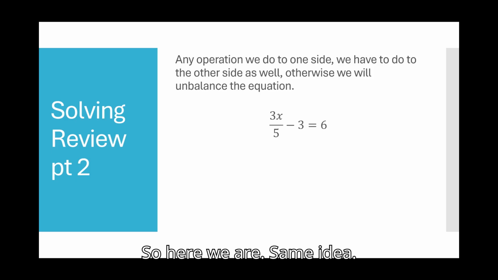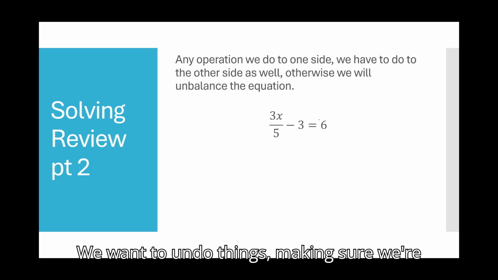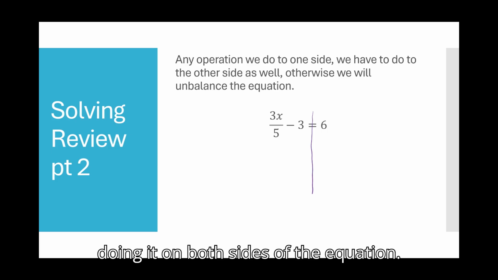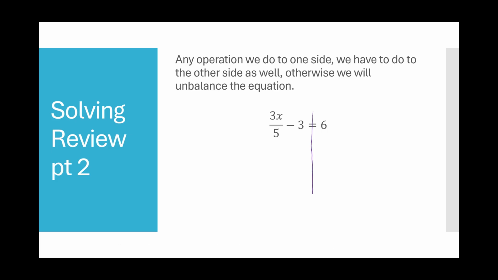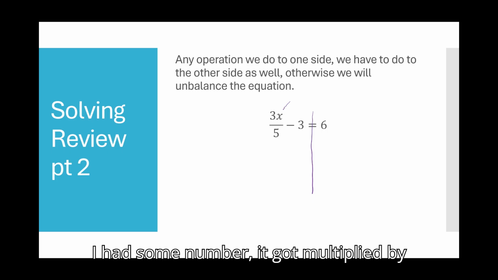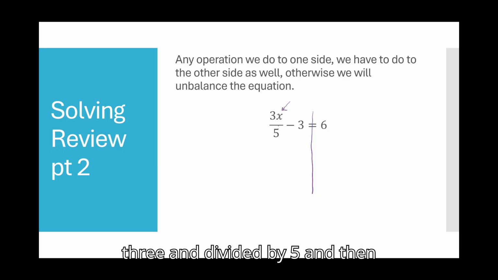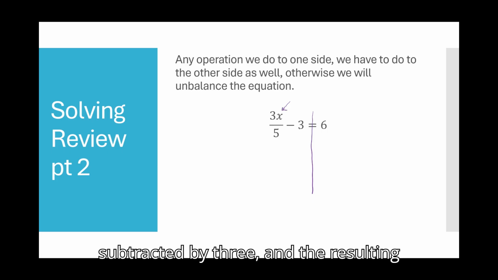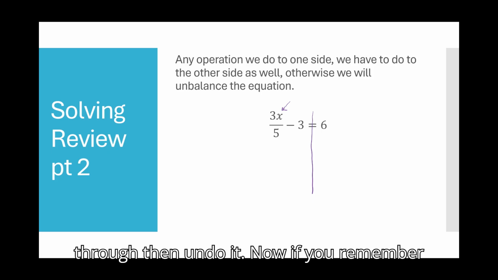So here we are. Same idea. We want to undo things, making sure we're doing it on both sides of the equation. I had some number. It got multiplied by 3 and divided by 5 and then subtracted by 3. And the resulting thing was 6. I want to go backwards through that and undo it.